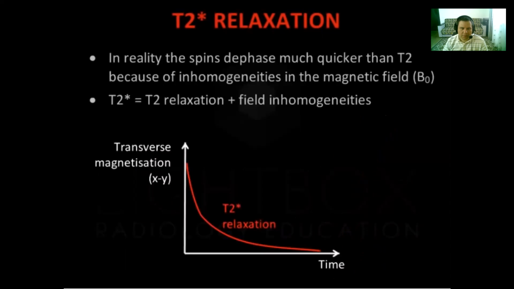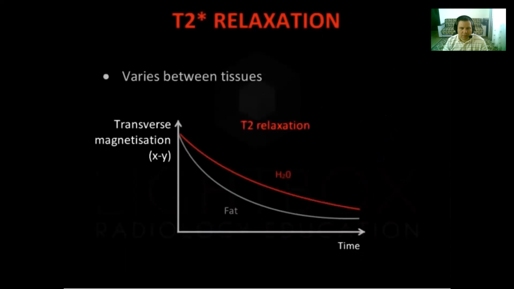In reality, the spins dephase much quicker than T2 because of inhomogeneity in the magnetic field B0. The combination of T2 relaxation and field inhomogeneity is termed T2 star. T2 relaxation times vary between tissues. For example, water molecules move quickly, and as a result, there is less field inhomogeneity. Therefore, T2 relaxation takes longer.